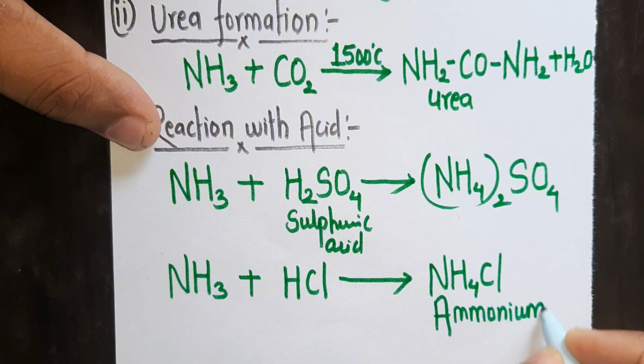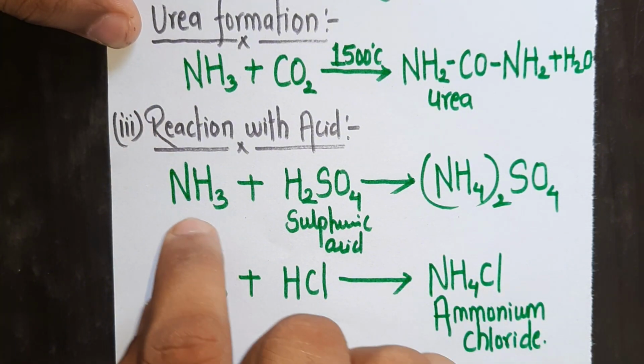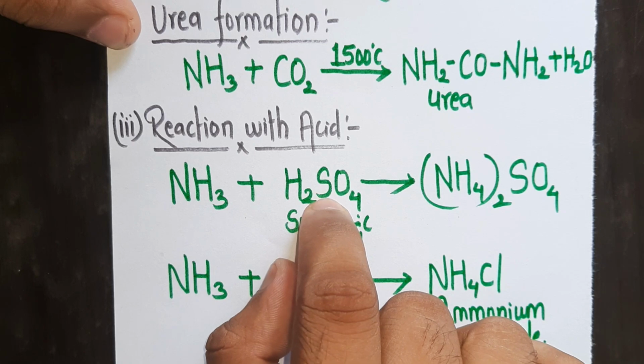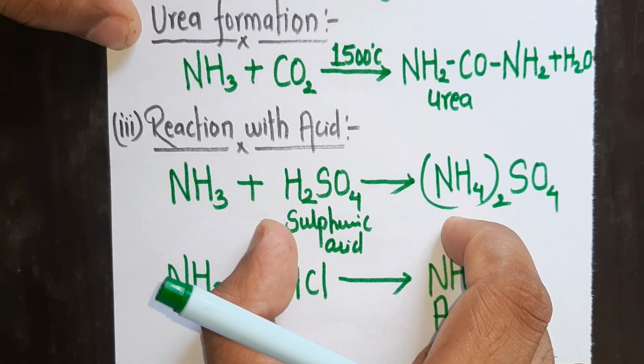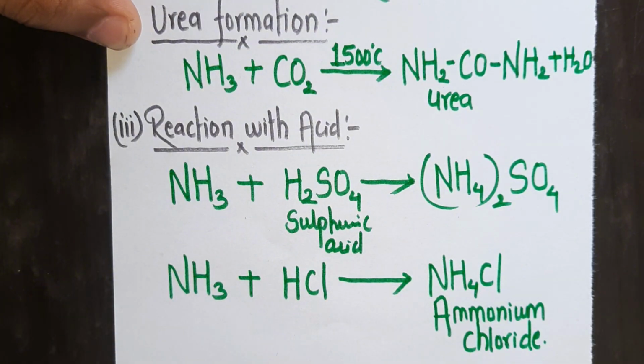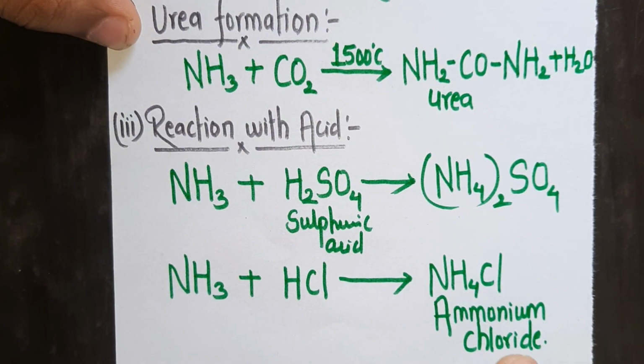Ammonium chloride. The question will be asked in your SEE examination like that. What happens when ammonia reacts with sulfuric acid? What happens when ammonia reacts with hydrochloric acid? You must present your answer in language form also and in reaction form also to get full marks. Can you deal? Now let's move to the next topic.